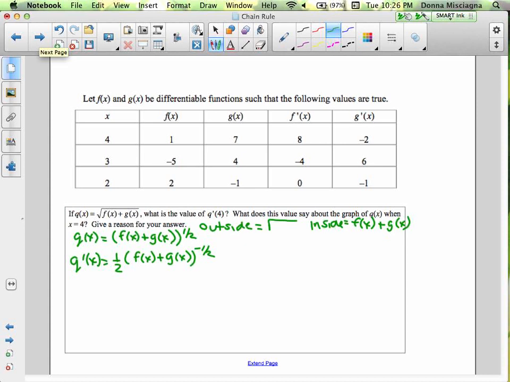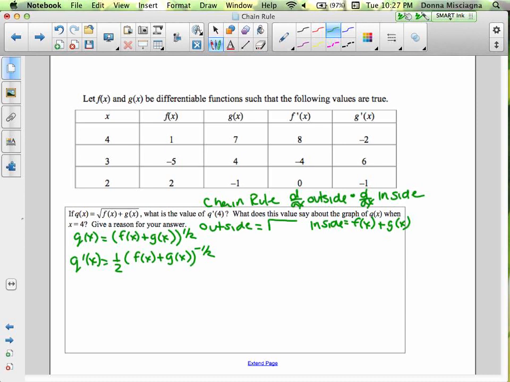And then we need the derivative of the inside, right? Because this is a chain rule. Little reminder there, chain rule. Right, so we need the derivative of the outside times the derivative of the inside. That's the easiest way to write that.